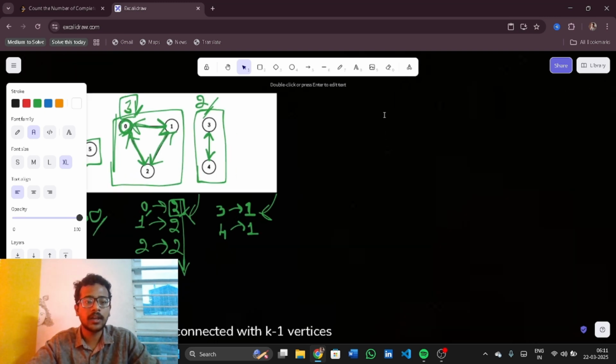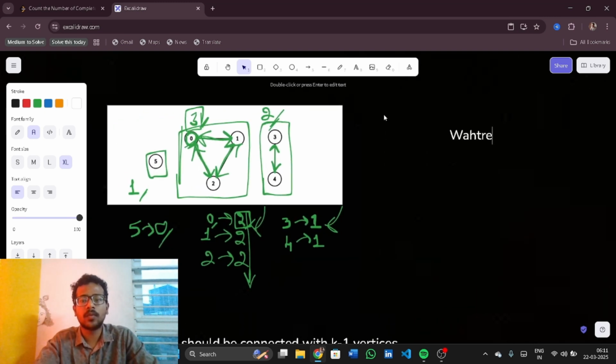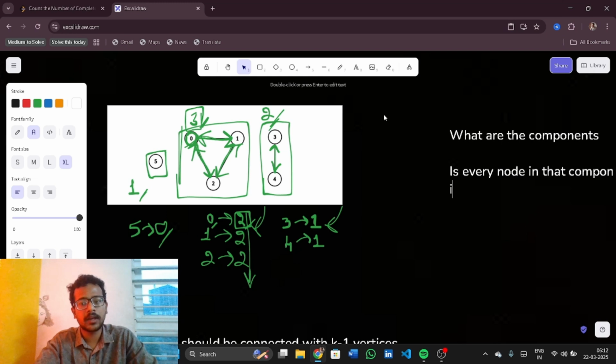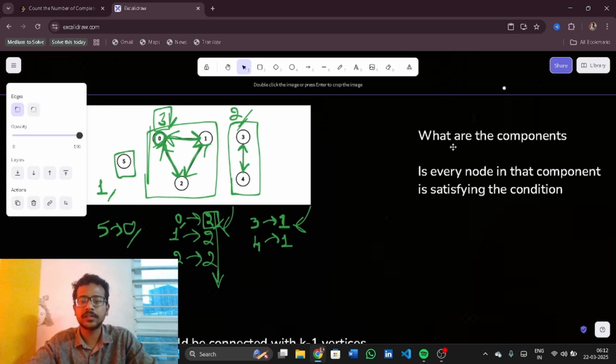But my problem is, what are my problems, right? What I need to get? I need to get what are the components. And the second thing is every node in that component is satisfying the condition. So if I figure out these two things, what are the nodes in one component, and is every node in that component satisfying the condition.